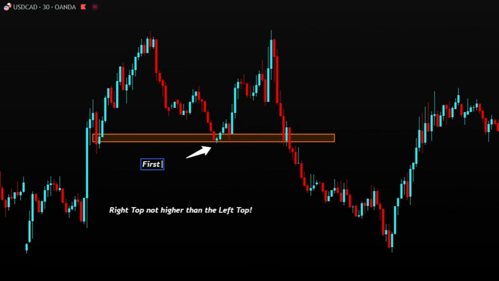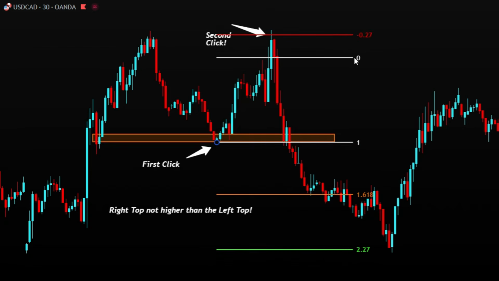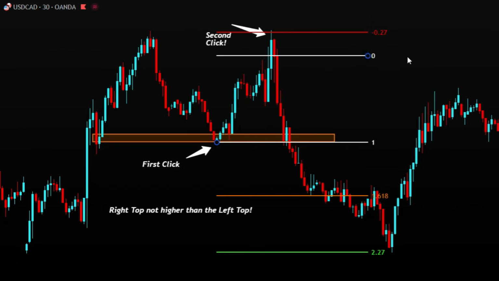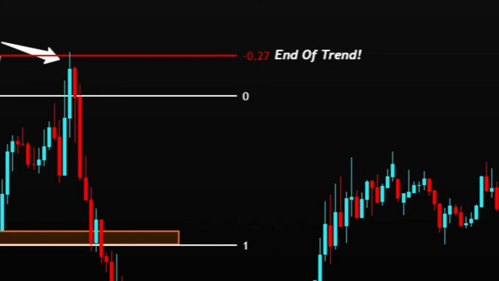The first click should be at the beginning of the move that ended at the right top. But the second click should be right at the end of the right top. But here's the key. Instead of ending Fibonacci as 0, place the end at -0.27. This is different from the old Fibonacci setups and gives more accurate targets.